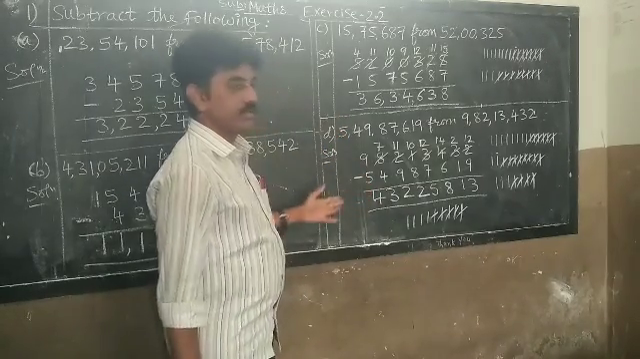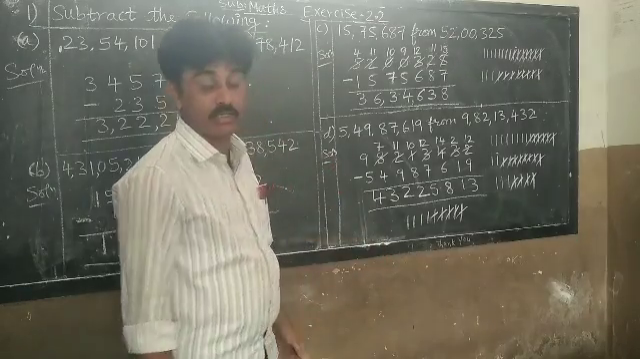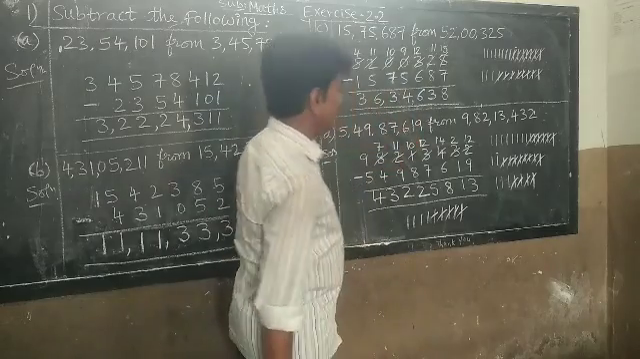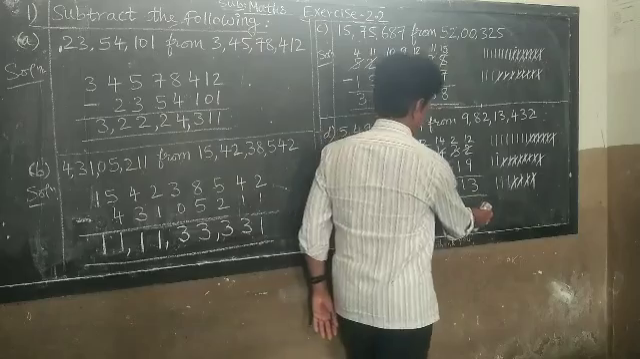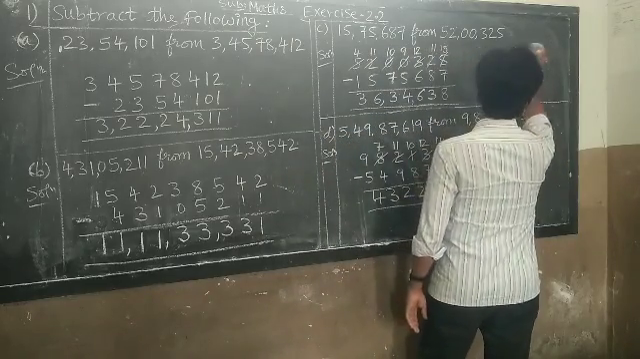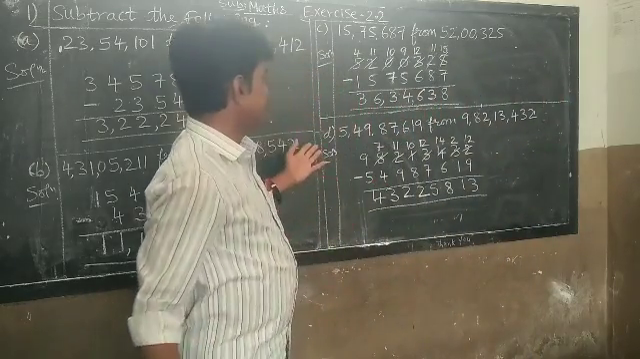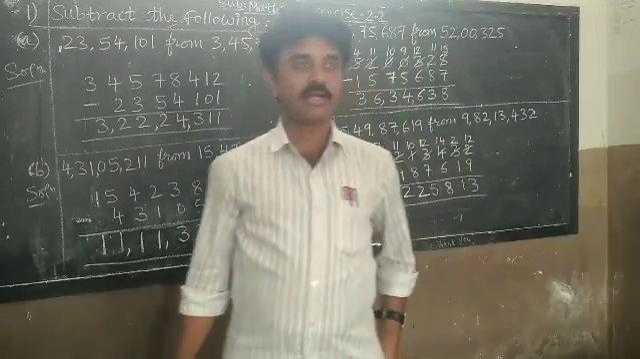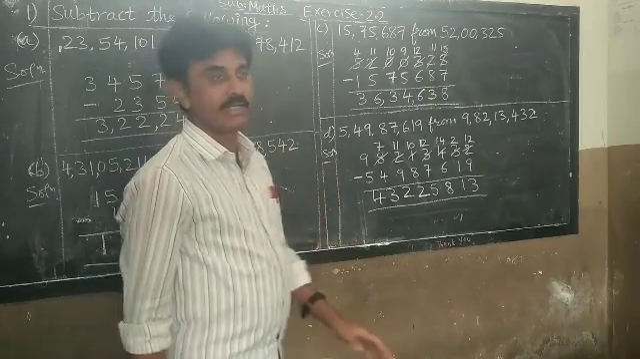Understood? Understand this subtraction properly and write neatly in your maths CW. Remaining problems we will do in the next class. Okay? I want your writing CW neatly. Some students, if you write untidy, again I will make you write double time. So from the start only, write neatly.